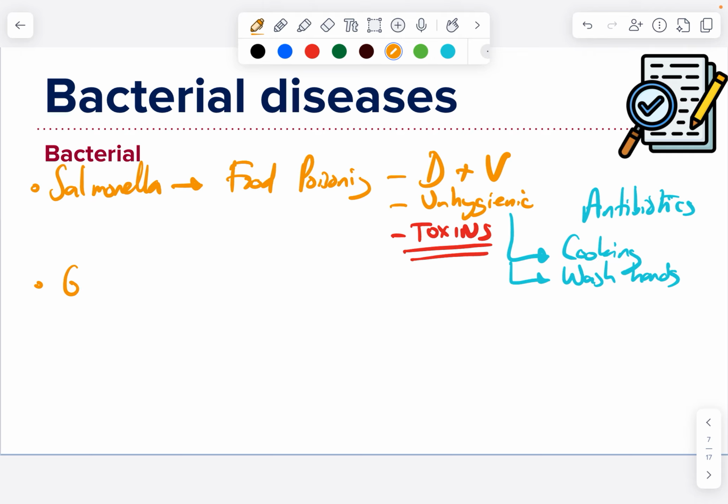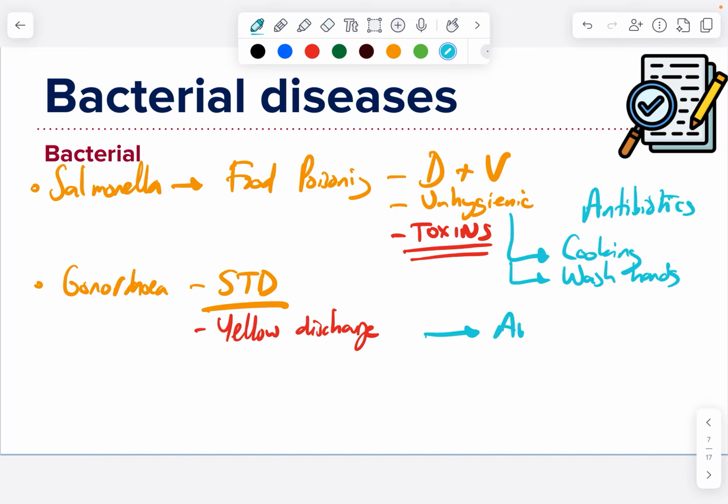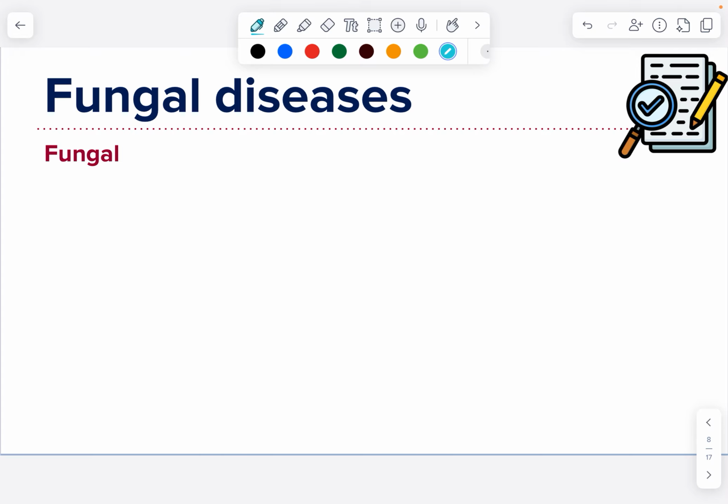Next one is gonorrhea, which is a sexually transmitted disease. The key symptom is a yellow discharge and pain when urinating. Again, because it is a bacterial disease and we can only use antibiotics against bacterial diseases, this can be treated with antibiotics, but prevention is better than cure. Use a condom to prevent the spread of sexually transmitted diseases. Fungal disease, the only fungal disease you need to be aware of is rose black spot.